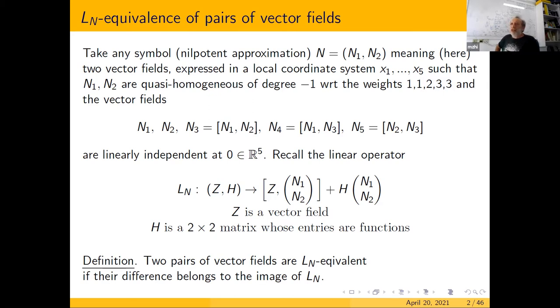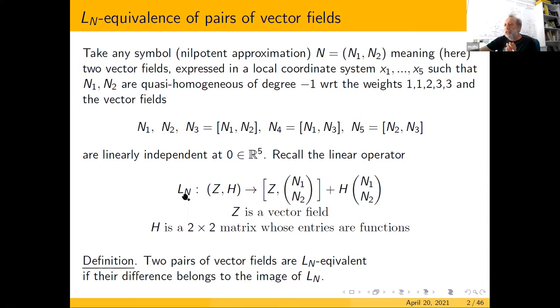Nilpotent approximation. On the first two steps, let's take any linear approximation. But by linear approximation here, I mean, you know what I explained. It is two vector fields expressed in a certain local coordinate system, x1 to x5, such that each of these n1 and n2 is quasi-homogeneous of degree minus one with respect to natural weights: 1, 1 for x1, x2, 2 for x3, 3 for x4, and 4, 5. Okay, and we need that these five vector fields are linearly independent at the origin.